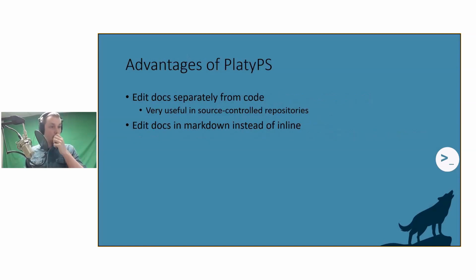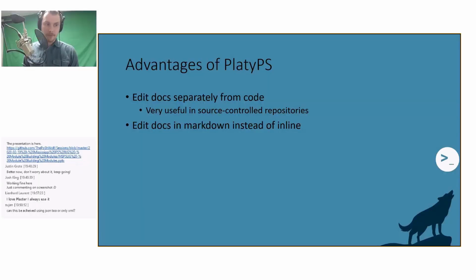So one of the biggest advantages of using PlatyPS is that you can edit your docs separately from your code. And this is really important if you have a source-controlled repository, because now you can see on the different folders, like if you're using GitHub, for instance, each folder will have the latest commit to it. Anytime there's a commit that's just docs related, it won't show up on your code folder as being updated, which is really great.